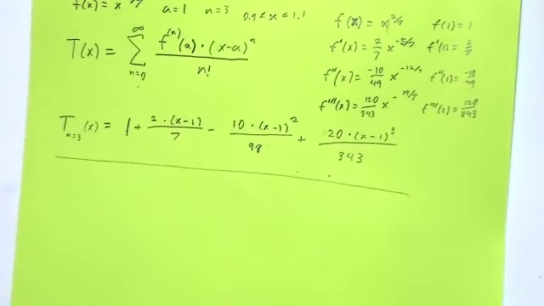Now use Taylor's inequality to estimate the accuracy of the approximation when x lies in the given interval.